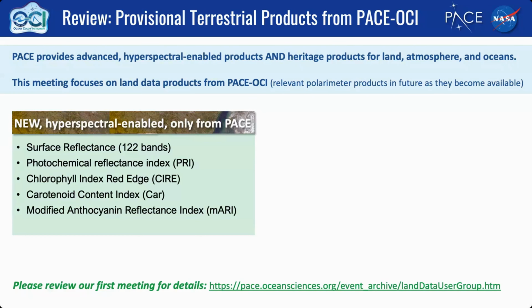What land products are available now from PACE? First, we have the hyperspectral enabled type of products. We have surface reflectance, which has 122 bands of surface reflectance that you can use to do your own algorithms or look for spectral fingerprints. Plus, we have 4 vegetation indexes that are derived from surface reflectance, that are all kind of novel to PACE that we're pretty excited about.